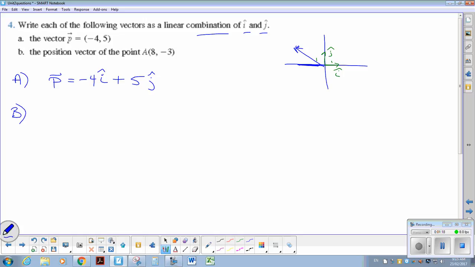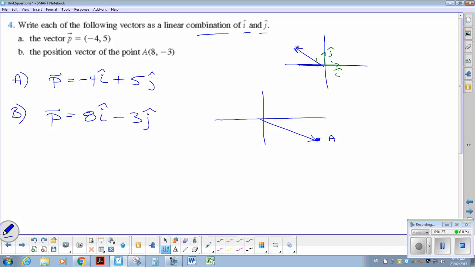The position vector of point 8, -3, so over here. So this is your position vector. It's just saying it's a displacement. That's all that position means when it says position vector. So in this case, it's going to be 8i minus 3j.